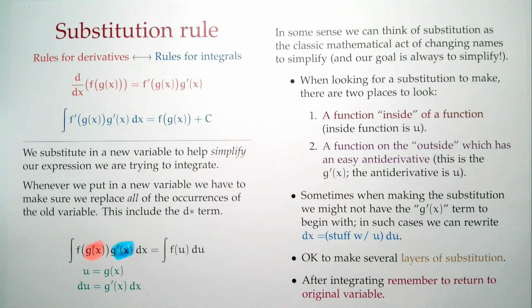And you might say, well, what if I don't have that g prime of x? Well, sometimes what you can do is you can manipulate and replace what should be a g prime of x in terms of u. And we'll do some examples to illustrate this idea. Another thing that might happen is you might have a very complicated function, and you might say, okay, I need to do a couple of substitutions, one after the other. Is that okay? And the answer is absolutely that's okay. It's okay to make multiple substitutions. Just keep track of what you're doing.